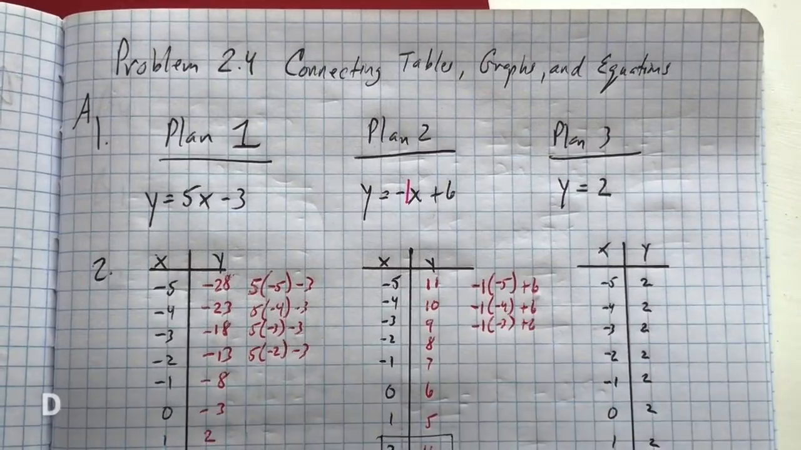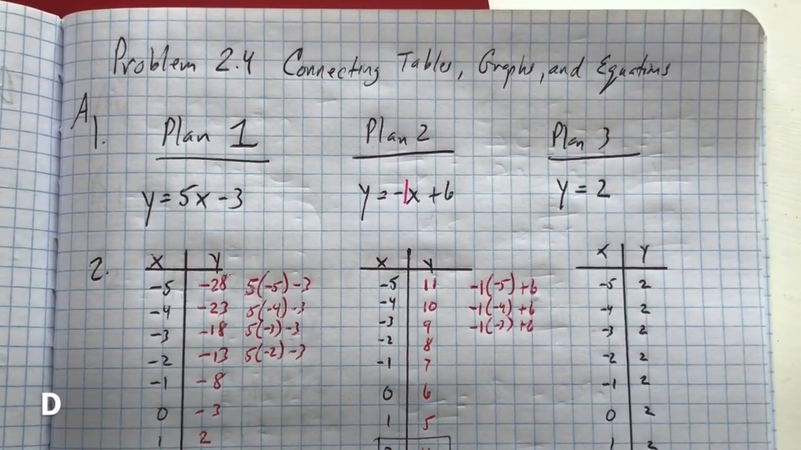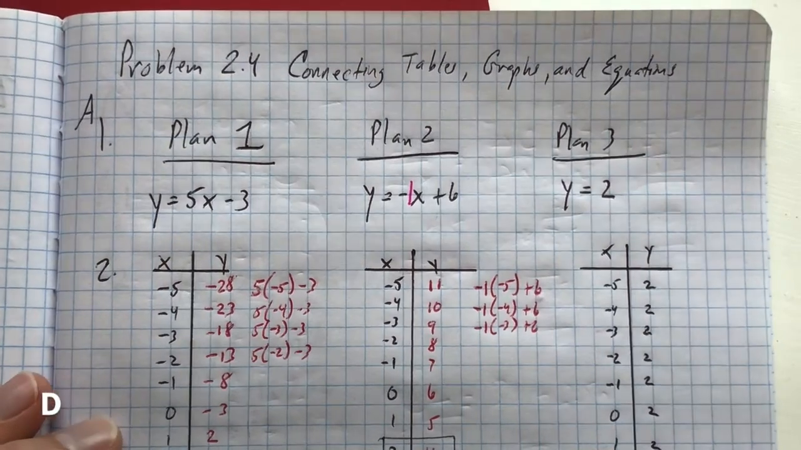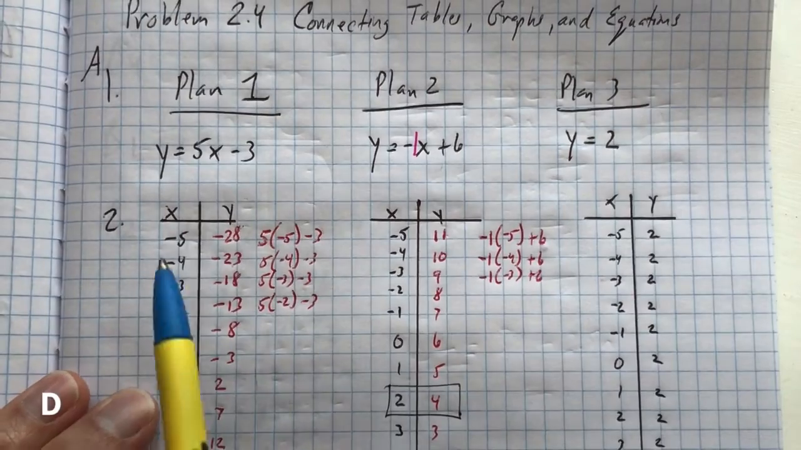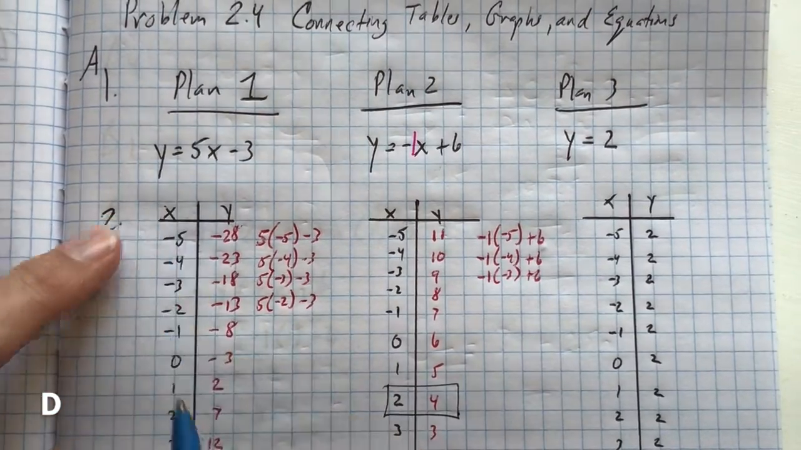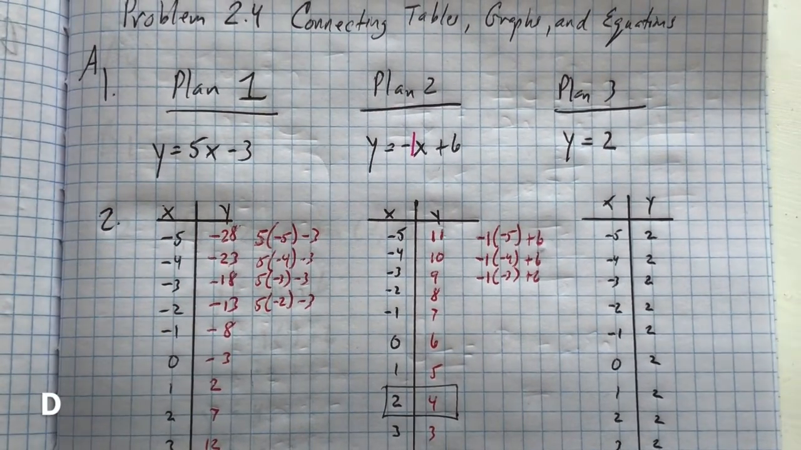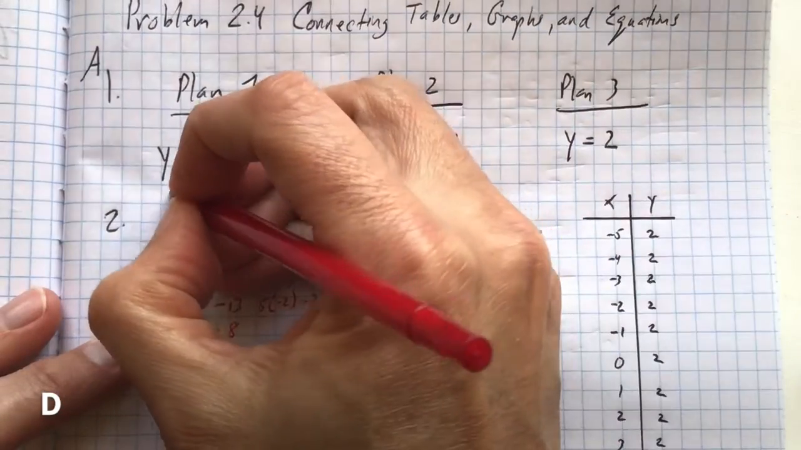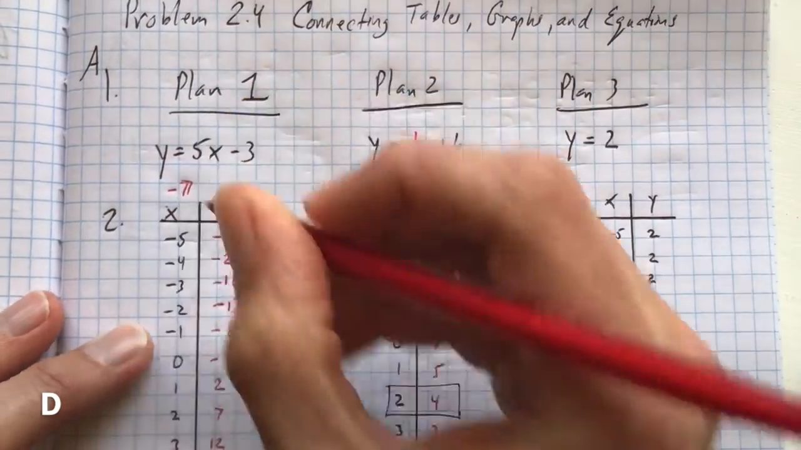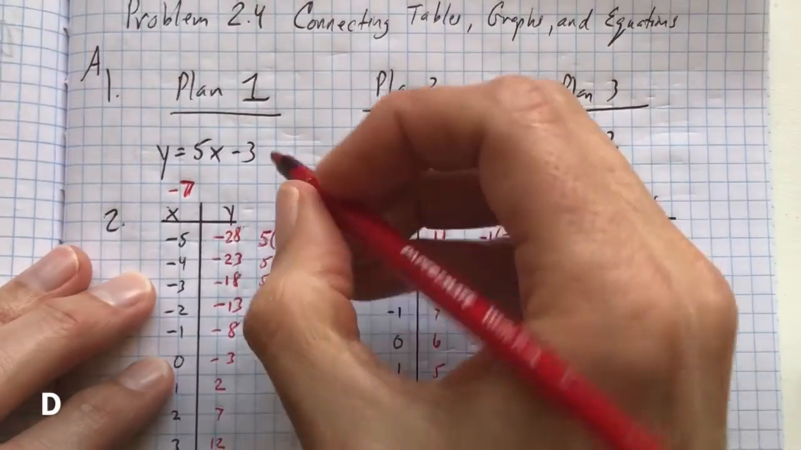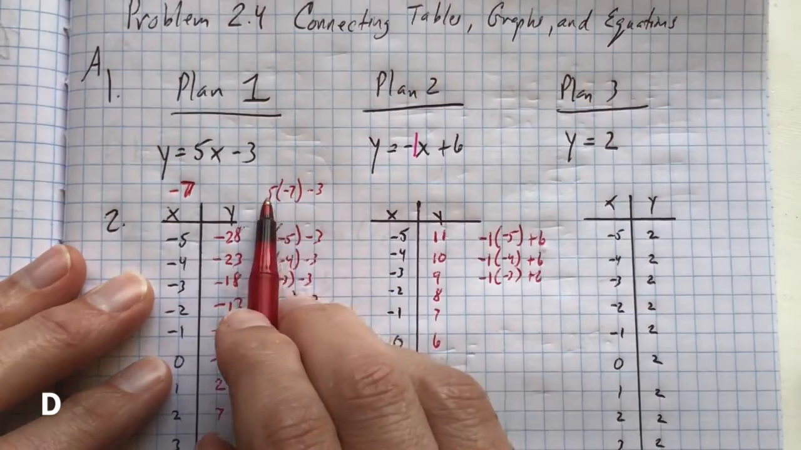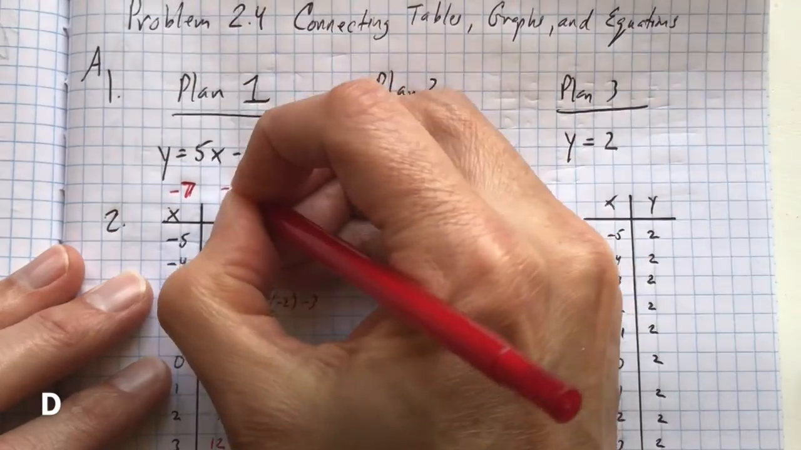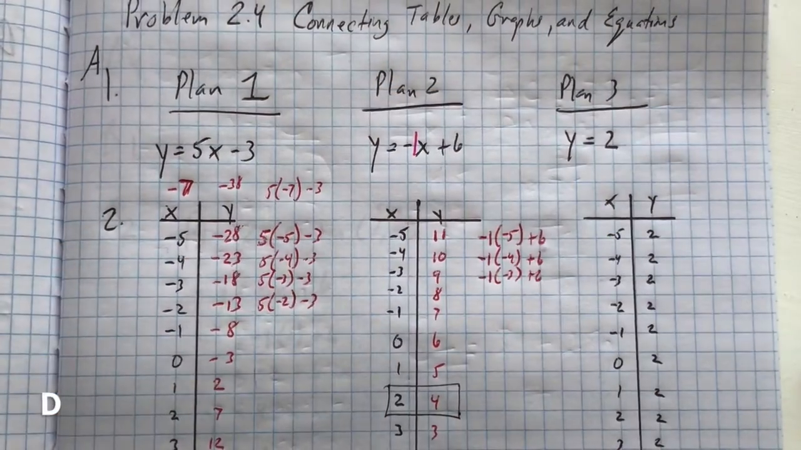Well, the first thing we need to do to figure out what plan it's going to be is go back and look at some of the data and figure some of these pieces out. Now, if I look carefully at these, can I imagine having a negative 7 here? In fact, let's just actually do that. So if I put negative 7 in for x, what would I get? Remember, it's going to end up being 5 times negative 7 minus 3. Well, that'd be negative 35. Minus 3 would be a negative 38. So it's not plan 1.